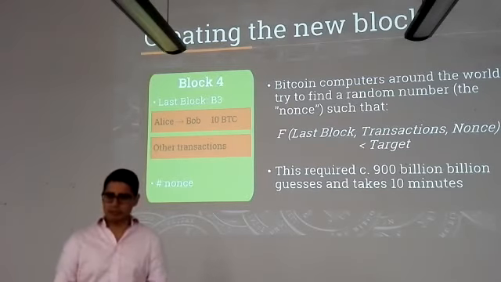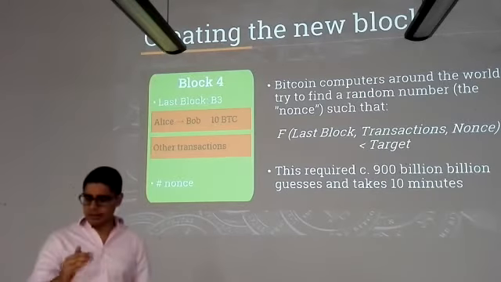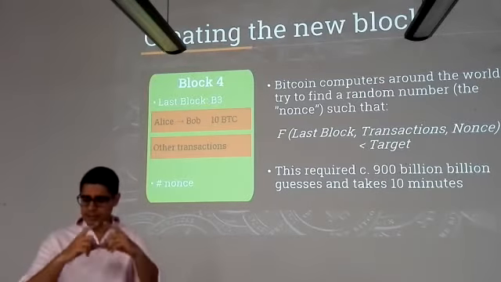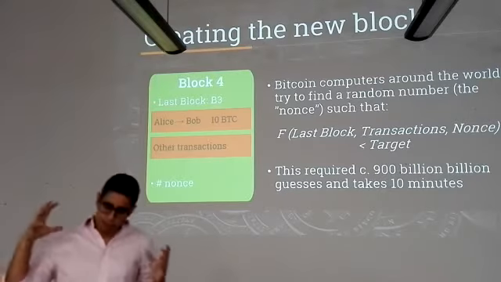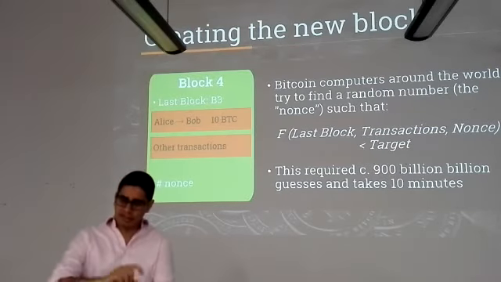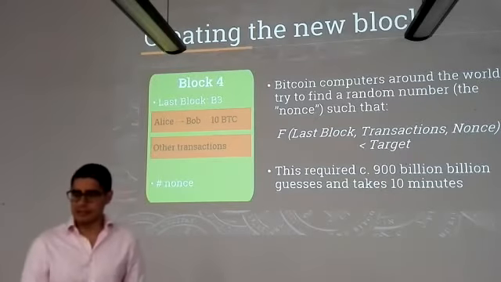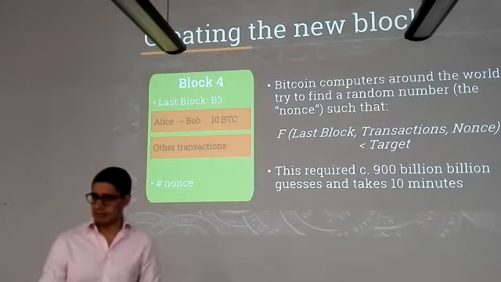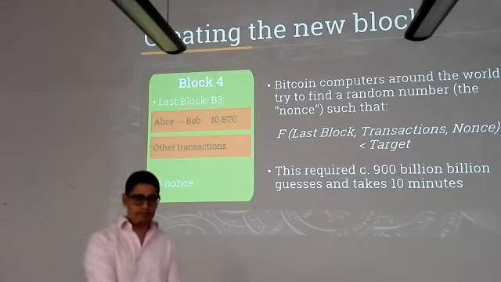There is an algorithm, just a mathematical function, that takes the last block number, it takes a list of transactions, and it takes the nonce, that random number. And when you put all of these numbers into that algorithm, it spits out a number. Now the algorithm, for those who are interested, it's called the SHA-256 algorithm. It's a hashing algorithm. And the interesting thing about it is, if you put a load of information into that algorithm, it spits out a number.